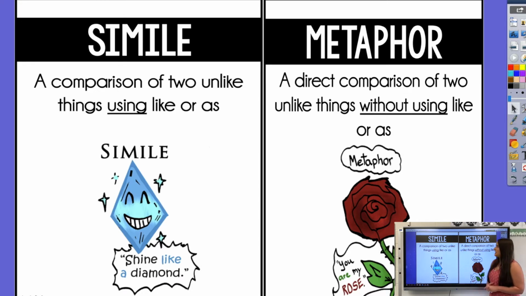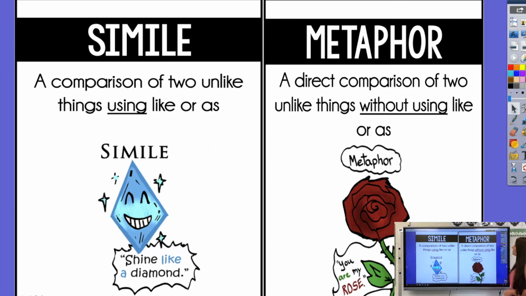So let's get started. A simile is a comparison of two unlike things using like or as. So this is an example of a simile. Shine like a diamond. It's got the word like, and it's telling you to shine like a diamond. Okay, so that's an example of a simile. Go ahead and write that now and make sure you put your illustration in with it.